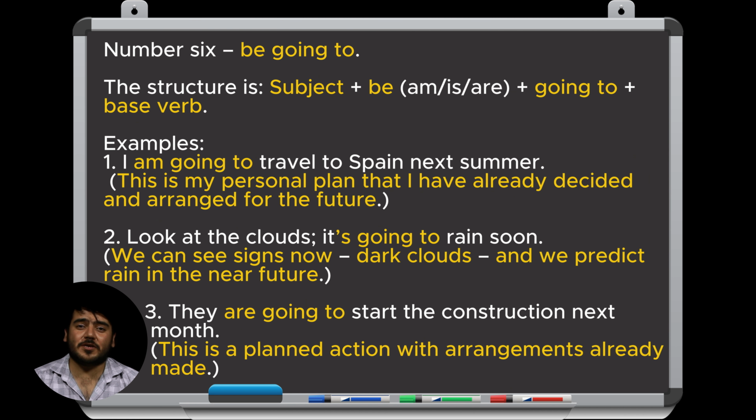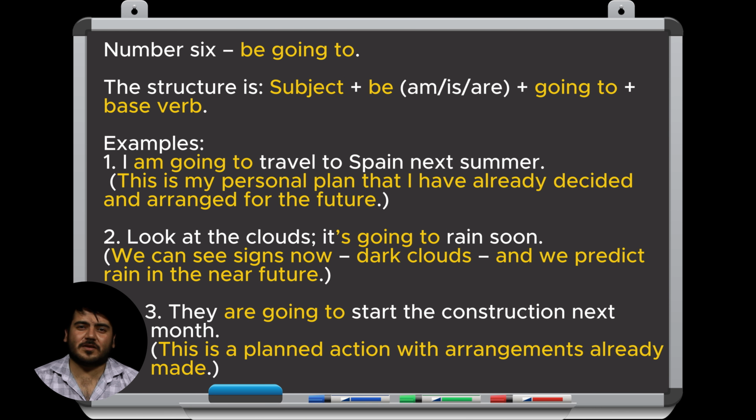Number 6, be going to. The structure: subject plus be plus going to plus base verb. Examples: I'm going to travel to Spain next summer. This is my personal plan that I have already decided and arranged for the future.